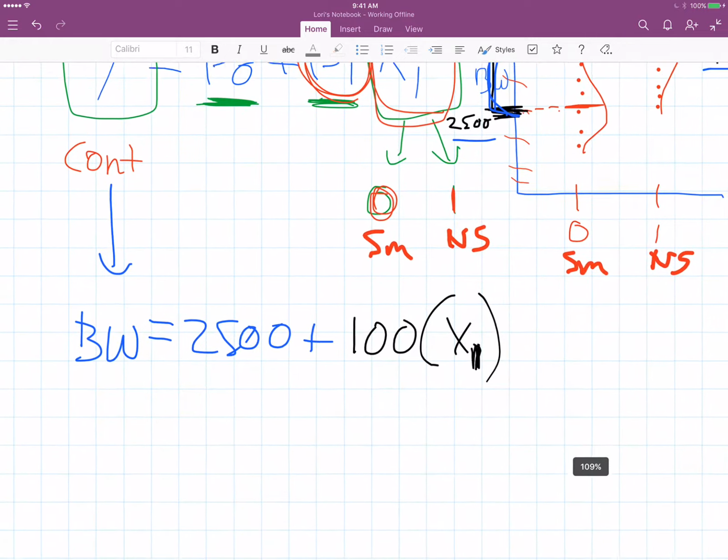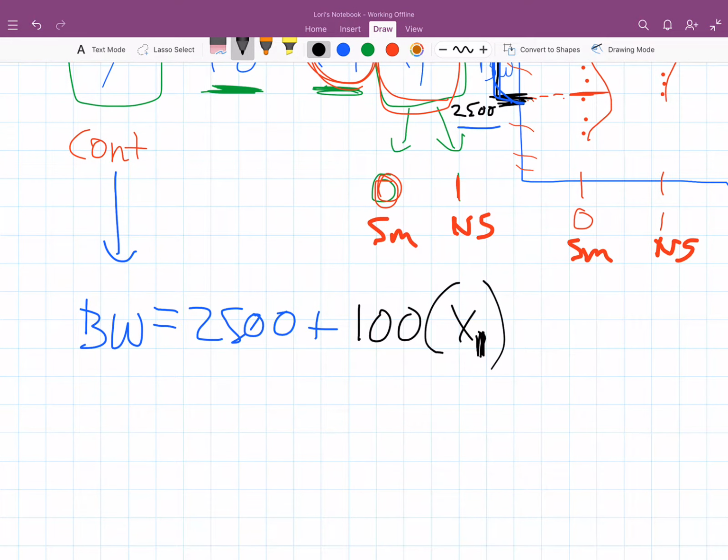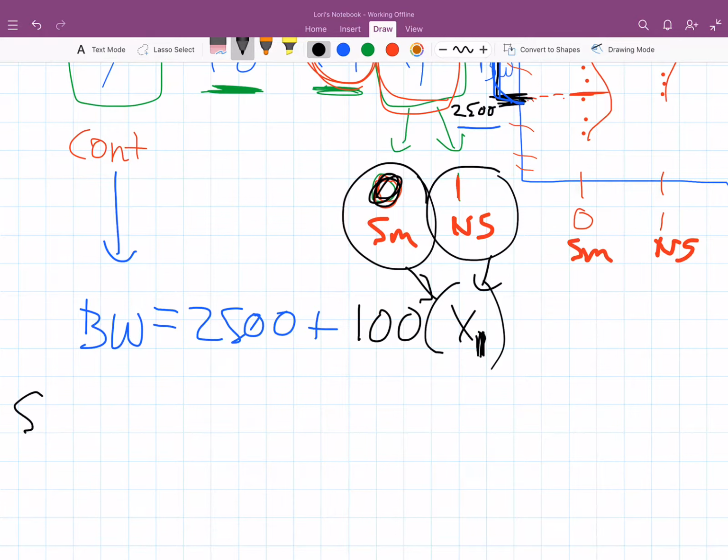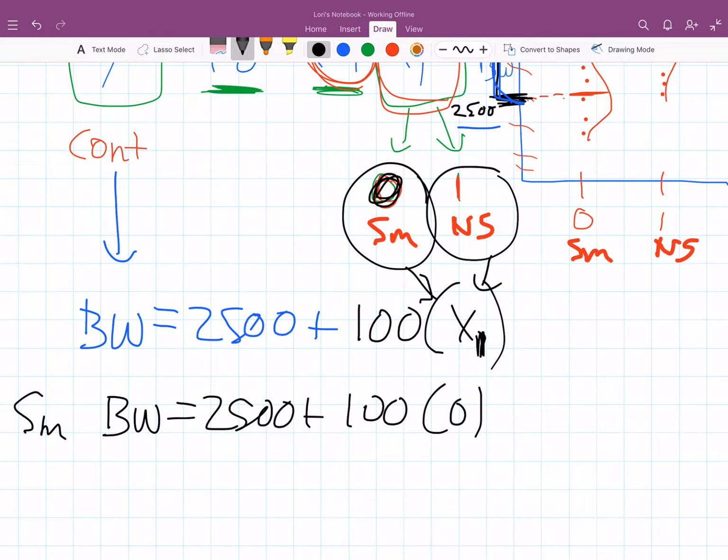Now, an interesting thing happens when we apply these variables to this equation. As soon as we put a 0 into this equation, that would be for smokers. So let's just put smokers. The average birth weight is equal to 2,500 plus 100 times 0. Well, what is anything times 0? It basically cancels out. So my smoker birth weight is 2,500.